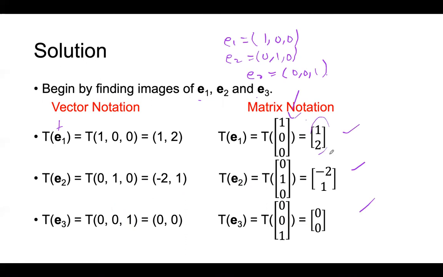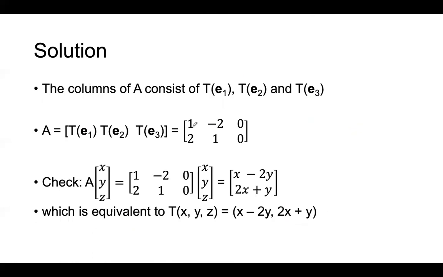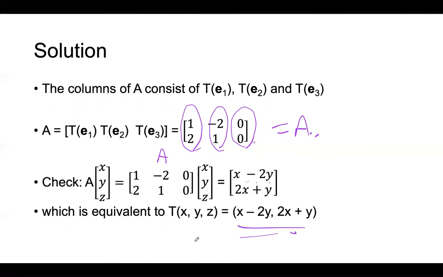We can take these essentially and make a matrix A out of it. We just put them in: 1, 2, -2, 1, and 0, 0, and this is our A. So we can see that A times x, y, z is equal to that original value, which is equivalent. We can put it in vector notation or matrix notation, and they're the same.